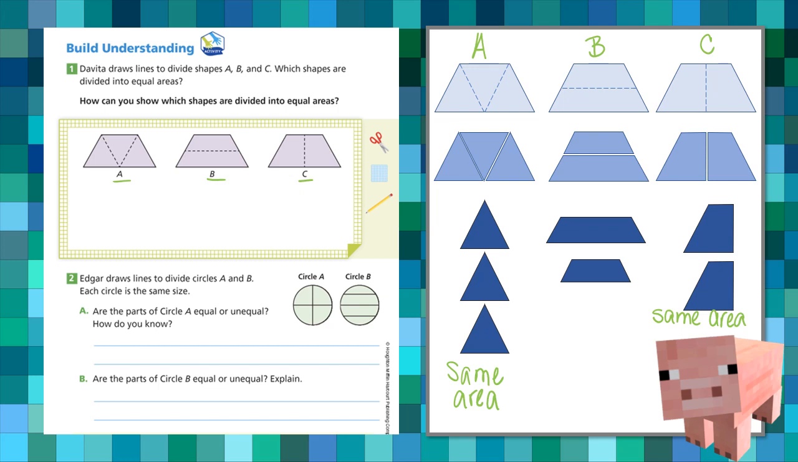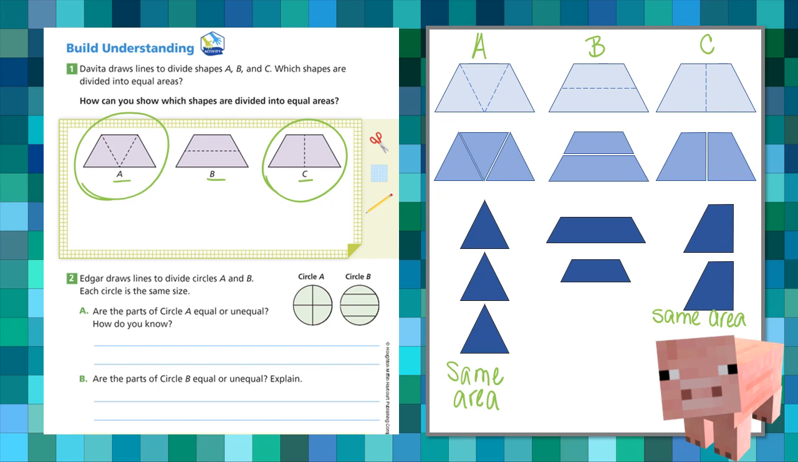So out of the 3 shapes, Tyler, which ones are broken up into parts that are the same size or have the same area? Shape A and shape C. Shape A and shape C. I agree with you. Let's take a look at number 2.